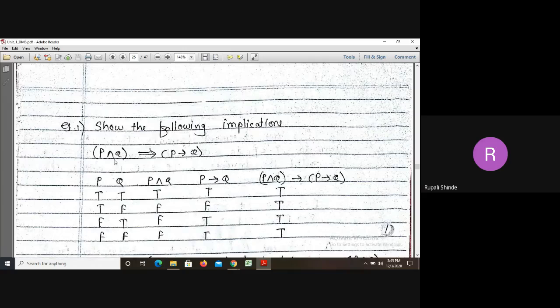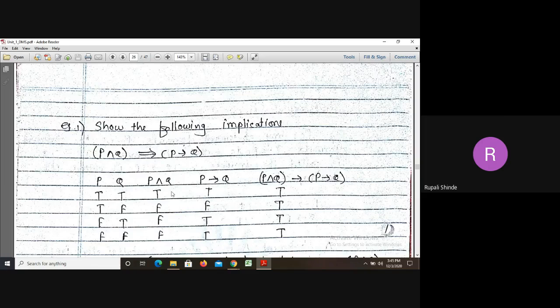Now check here. P is T, T, F, F and Q is T, F, T, F. What is the meaning of this and? That is conjunction. If both the values are T, then only the final value is T, and for all other combinations it is F. So T, F, F, F. Now P conditional Q: T, F, T, T, because only TF gives F, and for the rest of the combinations it is T.